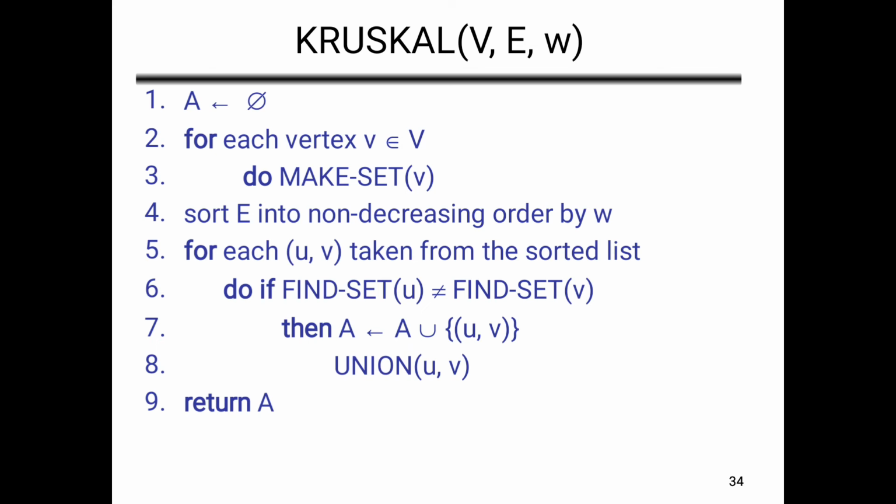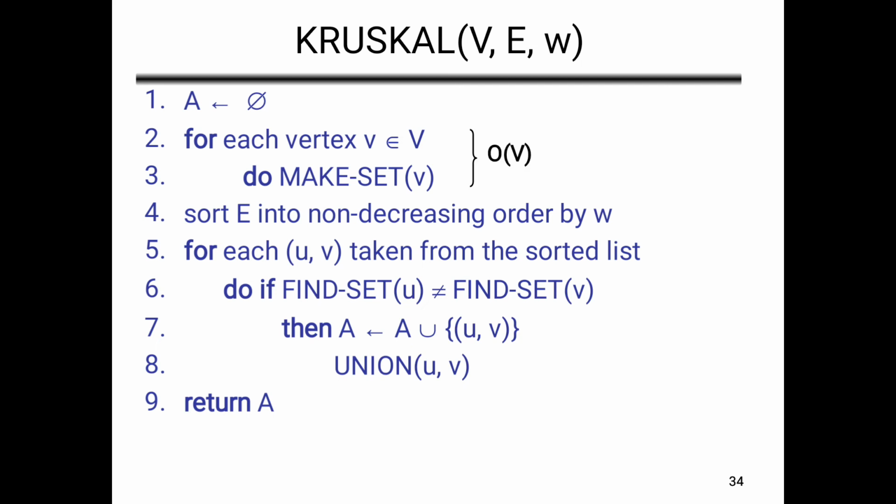In the 5th step, for each (u, v) taken from the sorted list, and in the 6th step, if find-set(u) is not equal to find-set(v), then combine the entire (u, v) set into A, that means the source vertex. Finally, union(u, v) and return the A value. If the condition is not satisfied in the 6th step, we proceed from 7 to 8, and we return the final result, that is A.